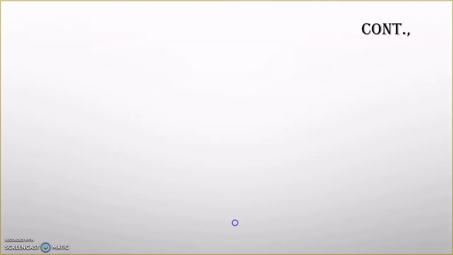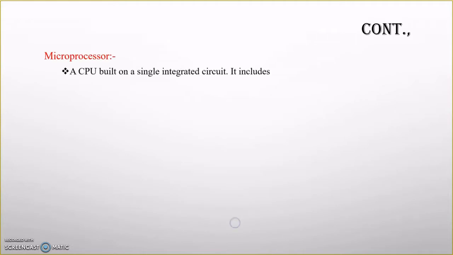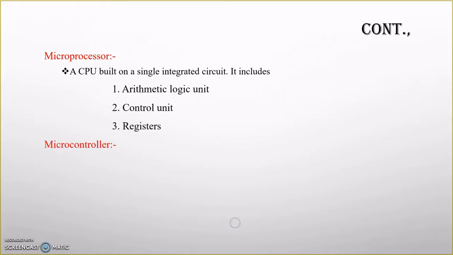The next topic is microprocessor. A CPU built on a single IC, that is integrated circuit. Integrated circuit means integrated collection of logic gates. We have already studied about different types of logic gates: AND, OR, NOT, XOR, NAND, NOR, all those things. Microprocessor includes arithmetic and logic unit, control unit, registers.